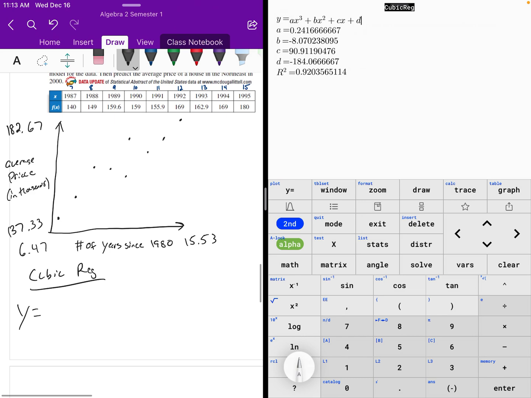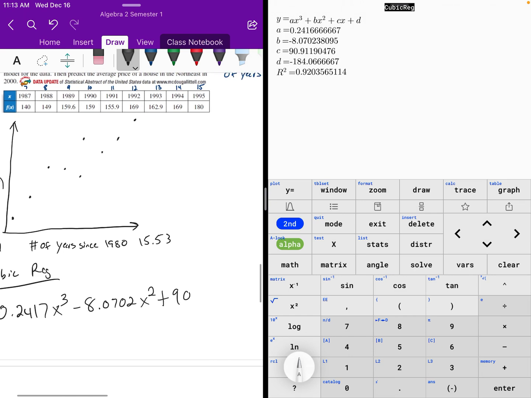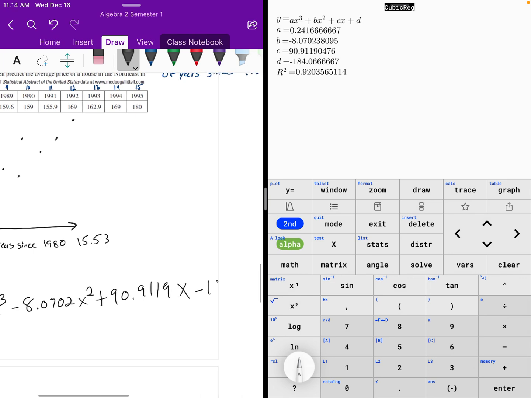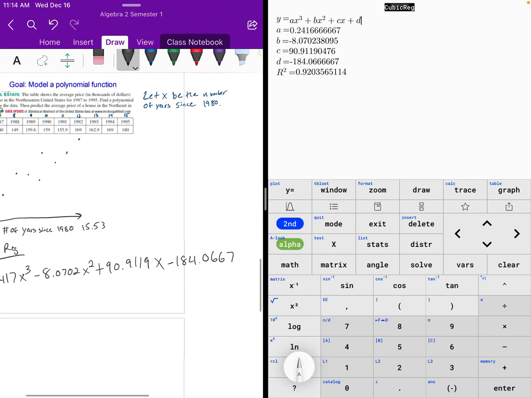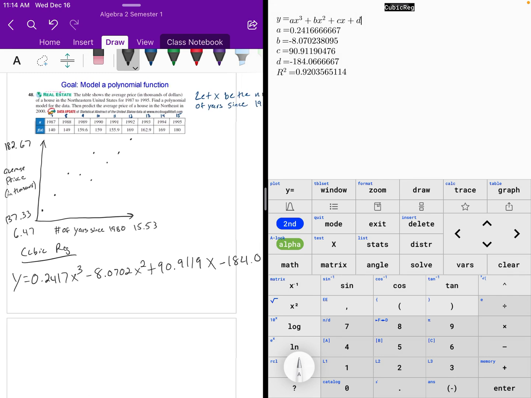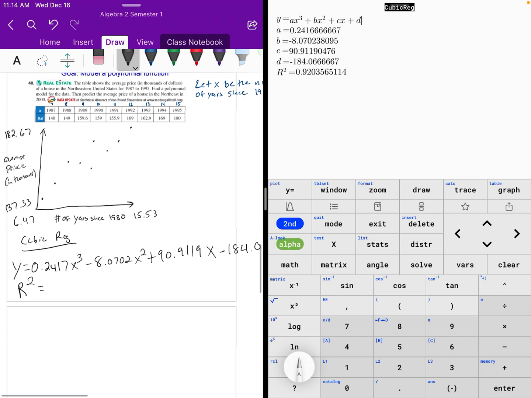and then just writing out the equation then, 0.2417x cubed minus 8.0702x squared plus 90.9119x minus 184.0667. Okay, so again, we had that better coefficient of determination, so that is the regression we need to use, and that coefficient of determination was 0.9204.